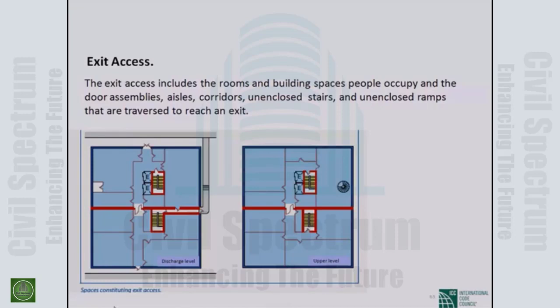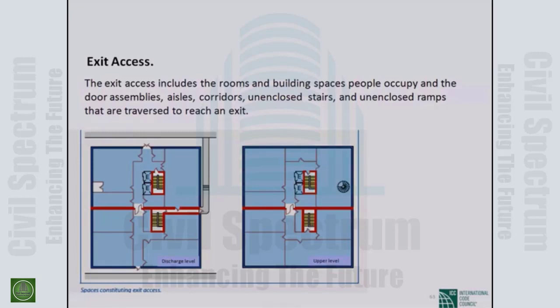So in the discharge level there is a horizontal exit. In the top level also there is a horizontal exit, but in the upper floor there is no discharge level. So from the upper level, at the point of exit, the exit starts, and then in the staircase in the lower level the exit again continues, and up to the discharge there is the exit access.